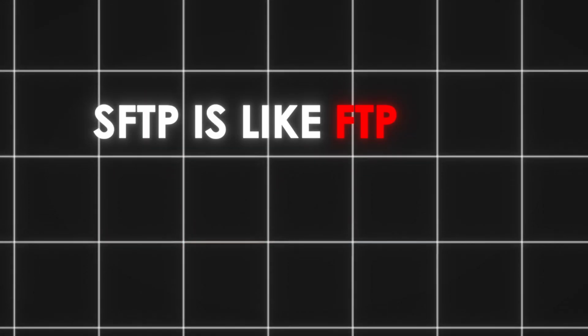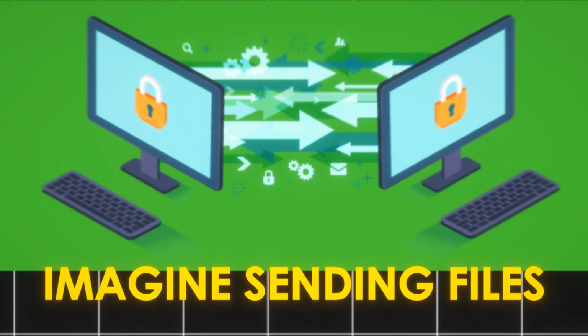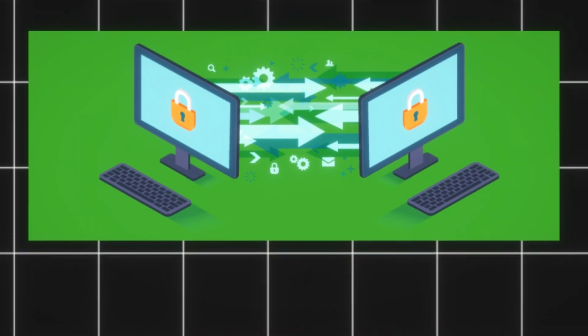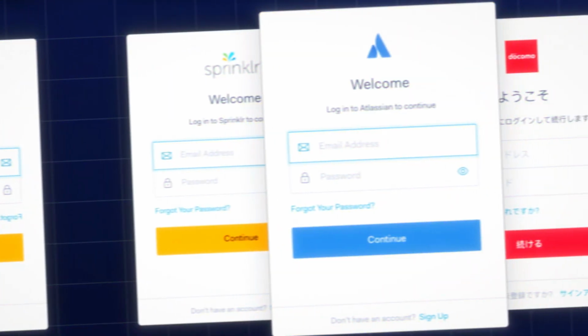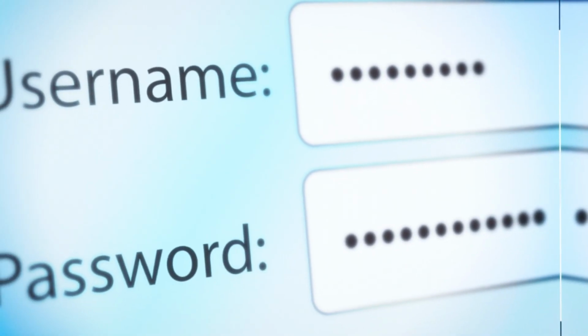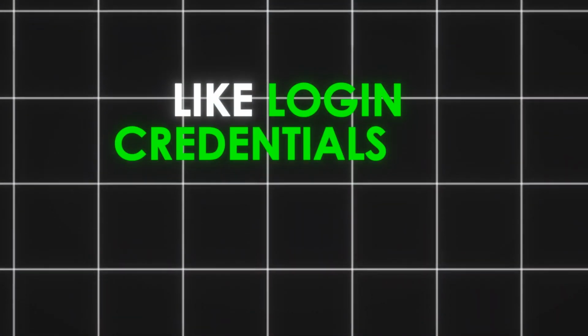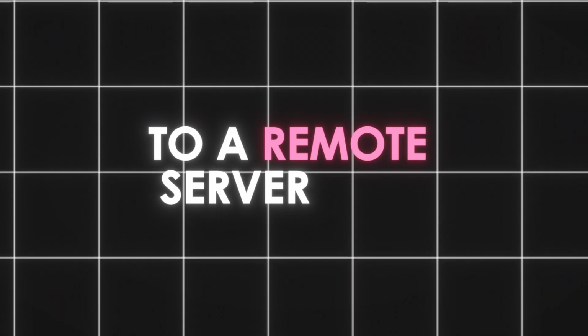SFTP. SFTP is like FTP but with added security. Imagine sending files over an encrypted line, ensuring no one can intercept them. It's ideal for securely transferring sensitive files like login credentials or personal documents to a remote server.